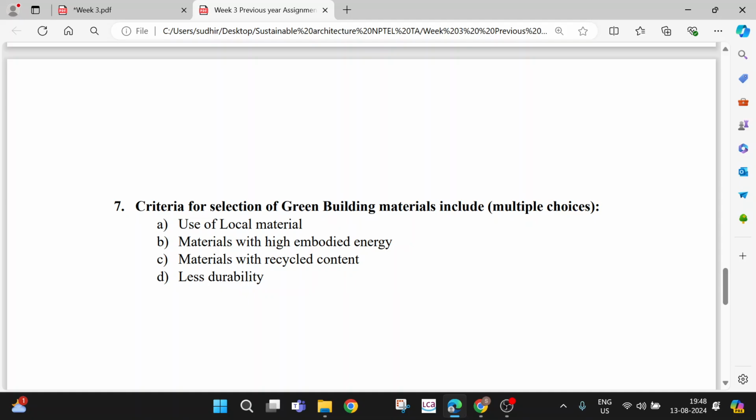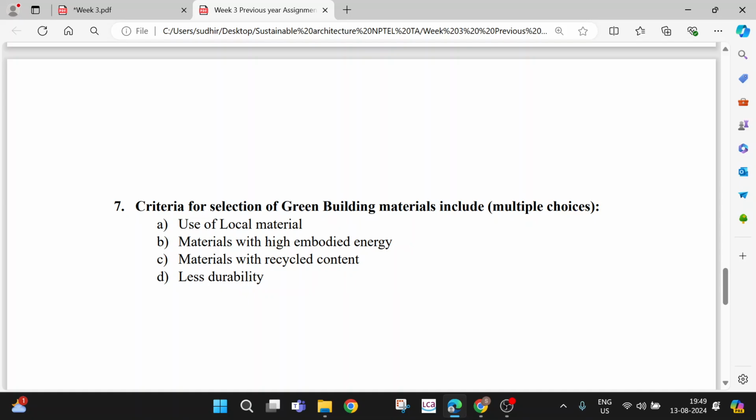Now, in multiple choice, we can choose more than one. For this one, you can tick more than one answer if you find it suitable, or you can tick 3, 4 also. So, green building materials: in green building constructions, which material can you use? Option A and C, sir.